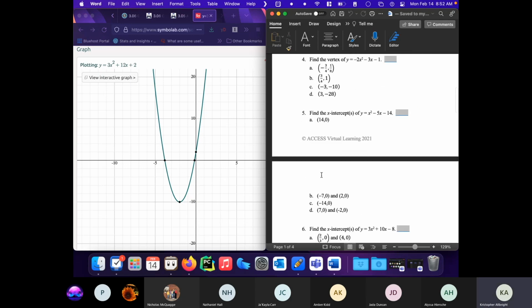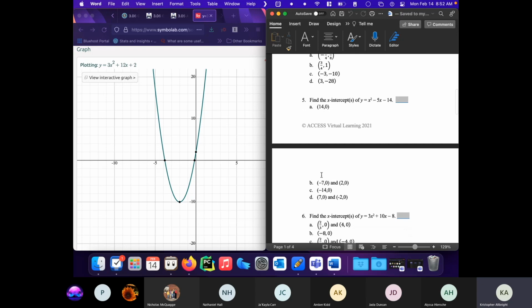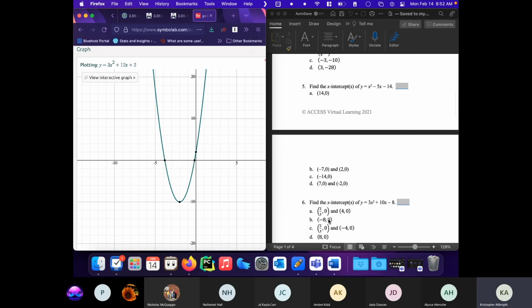So this is pretty much just plugging in and finding what you need. Like here, to find the x-intercept, you would just look at the x-intercept right there.